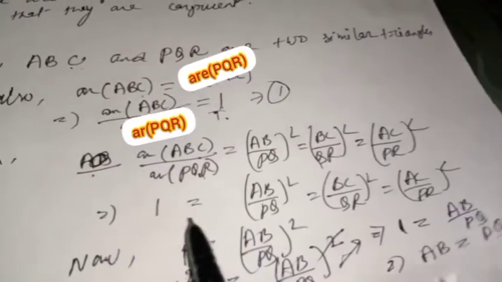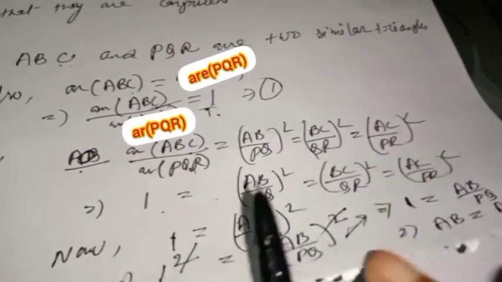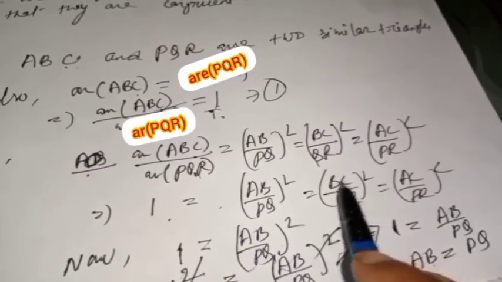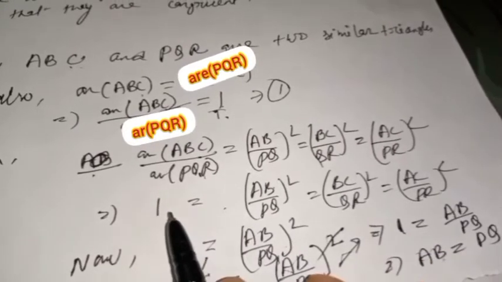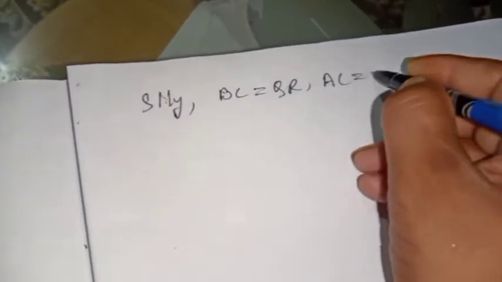So when you take separately 1 is equal to AB by PQ whole square, you will get AB equal to PQ. If you take 1 is equal to BC by QR whole square, you will get BC equal to QR. If you write 1 is equal to AC by PR whole square, then you will get AC is equal to PR. So now all the sides are equal.